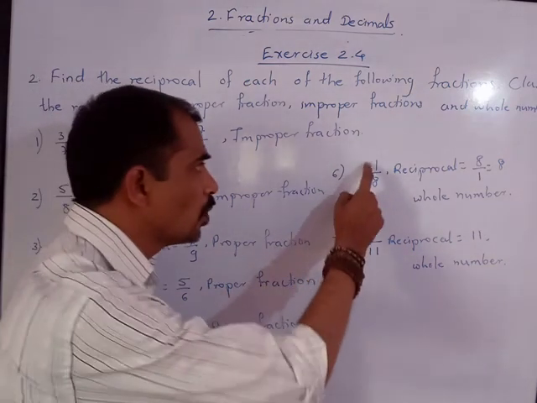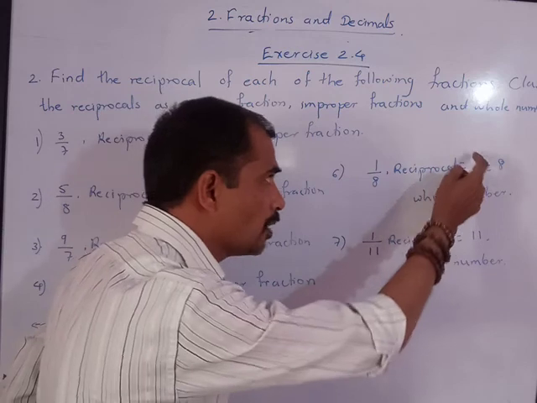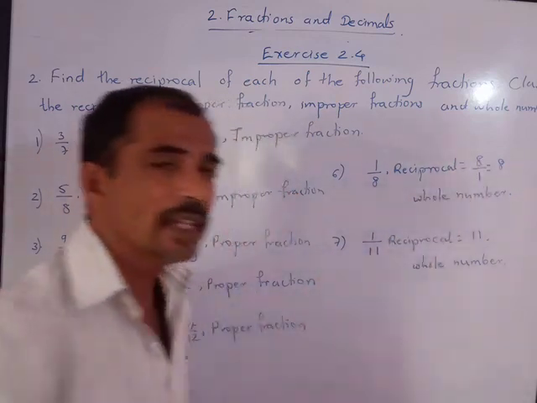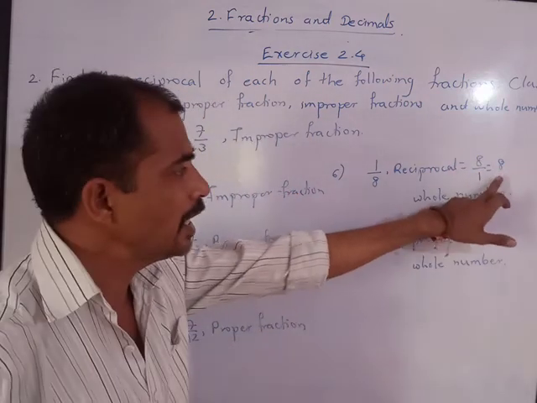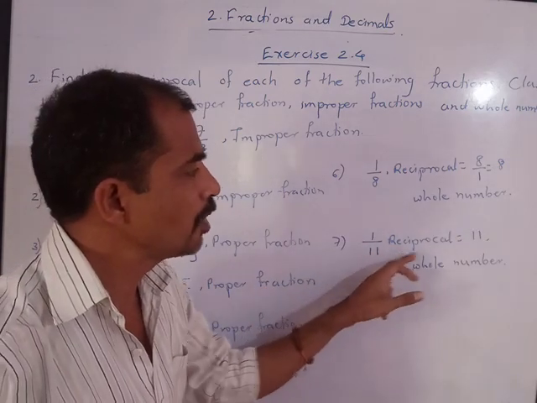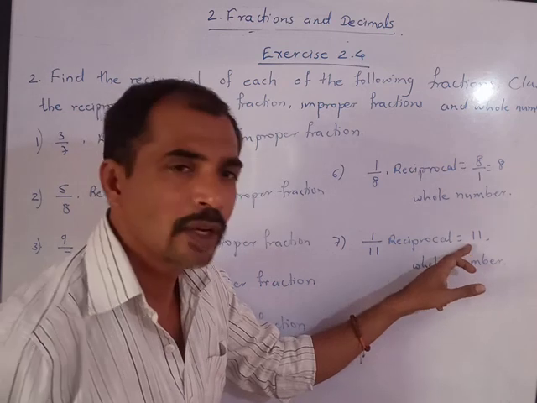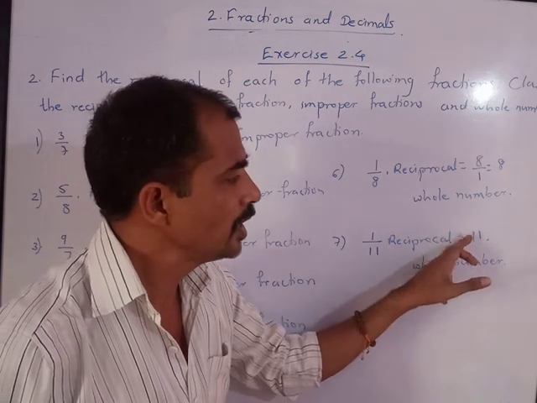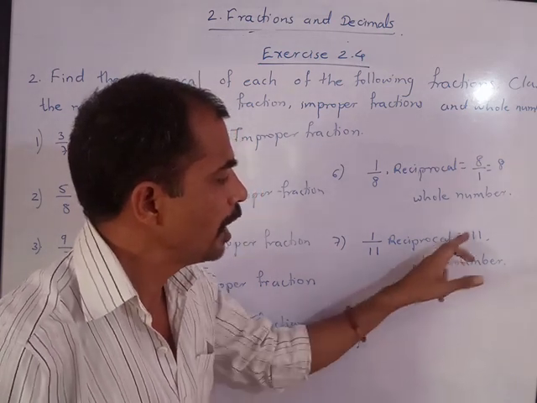Next is 1 upon 8. Reciprocal is 8 upon 1. If denominator is 1, there is no need to write. So it becomes 8 and it is a whole number. Next is 1 upon 11. Reciprocal will be 11 upon 1. There is no need to write. It means it is 11. So 11 is a whole number.